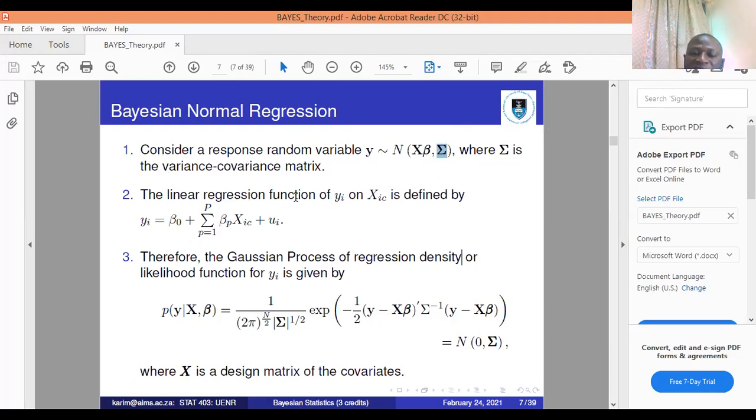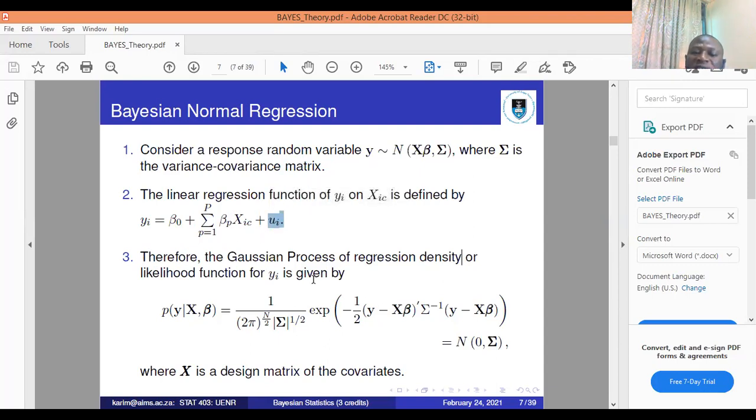Now, the linear regression of y on the covariate x is defined in general as y equals the intercept, which is beta naught, and then your predictors and their associated parameter estimates. And we add our random term or the error term. Here we are using u i to represent the error term. You can use epsilon or e to represent the error term. It doesn't matter, it's just notation.